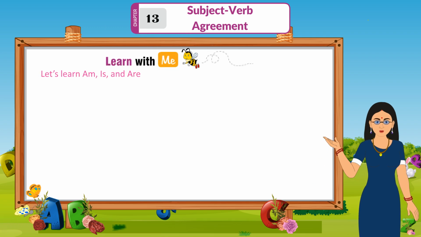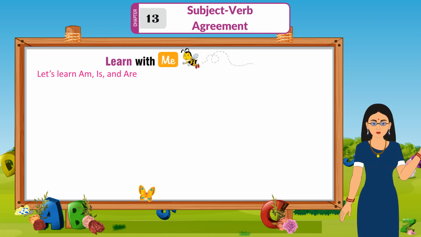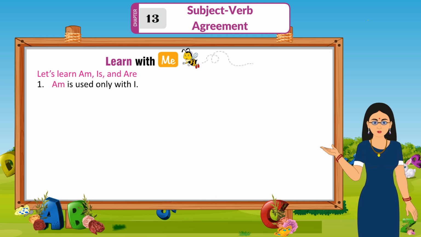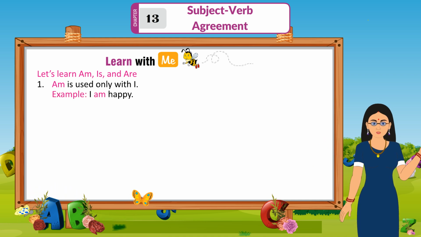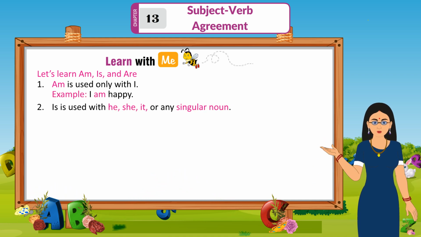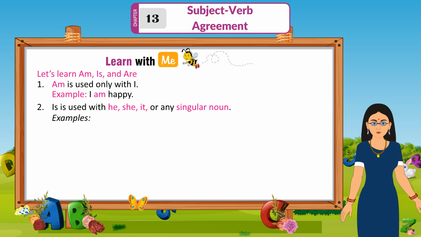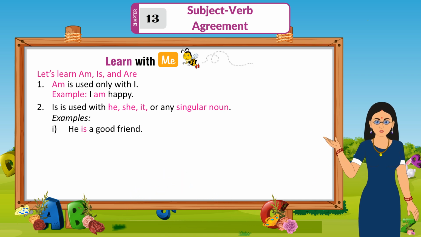Learn with me. Let's learn am, is and are. 1. Am is used only with I. Example, I am happy. 2. Is used with he, she, it or any singular noun. Examples, he is a good friend.